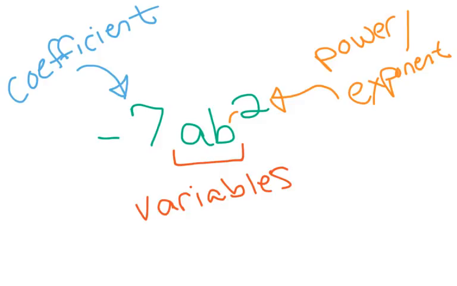So the way you would read this is -7AB squared. That's the whole term put together. Negative 7AB squared. Negative 7 is our coefficient. A and B are our variables, and our power or exponent is a 2 in this case. All right, and we've been talking about those a lot lately.